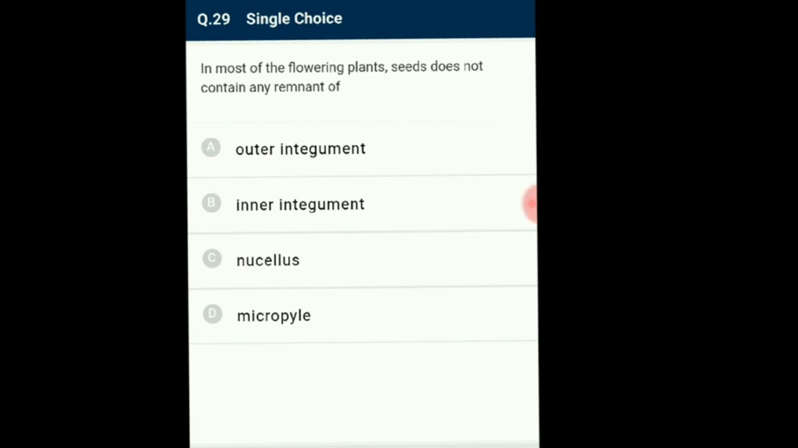In most of the flowering plants, during embryo formation, the nucellus is completely used up and there is no remnant of nucellus in the seed. In some plants such as castor and black pepper, a small amount of nucellus may remain. It is called perisperm. So the answer for this question is nucellus, option C. In most of the flowering plants, seed does not contain any remnant of nucellus.